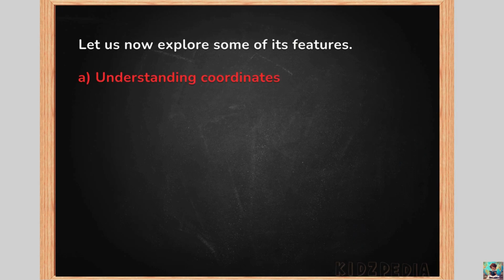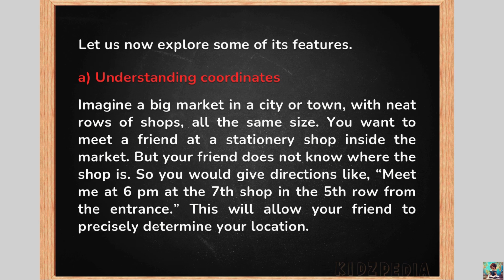Understanding coordinates. Imagine a big market in a city or town with neat rows of shops all the same size. You want to meet a friend at a stationery shop inside the market, but your friend does not know where the shop is. So, you would give directions like, meet me at 6 p.m. at the 7th shop in the 5th row from the entrance. This will allow your friend to precisely determine your location.